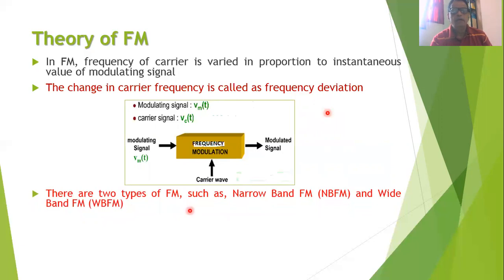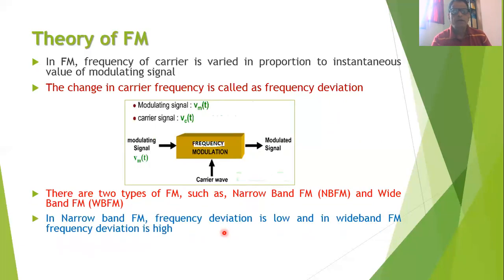There are basically two types of FM. The first type is called narrow band FM or NBFM, and the other is called wide band FM or WBFM. In narrow band FM, the frequency deviation is low. As I told you, there is a change in the carrier frequency according to the value of the modulating signal. When this frequency deviation is low, the type of FM is called narrow band FM. When the frequency deviation is much higher, it is called wideband FM.